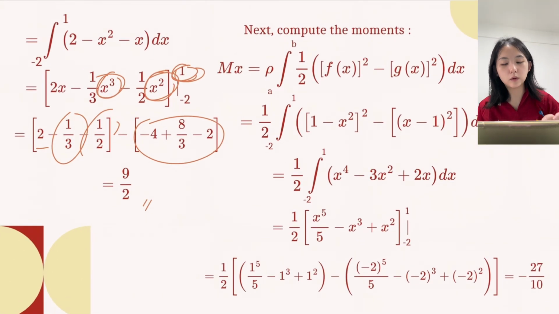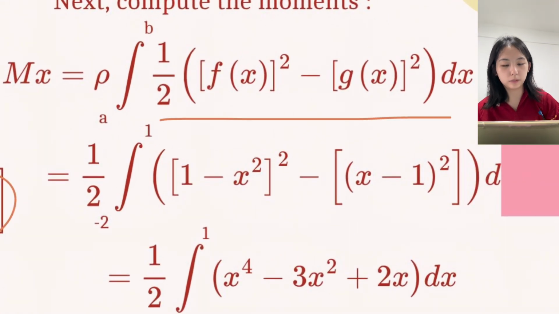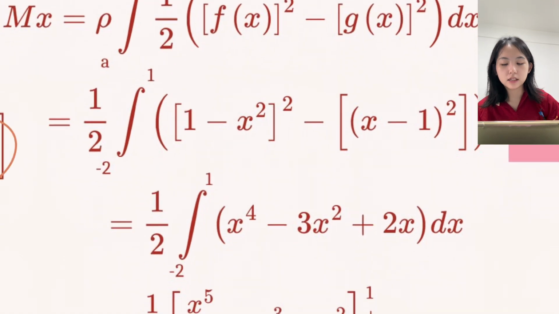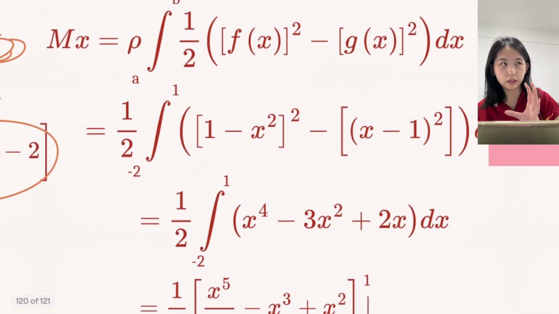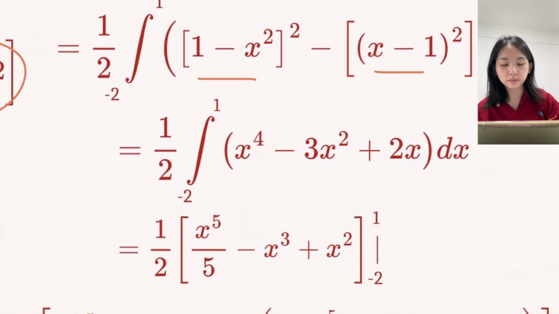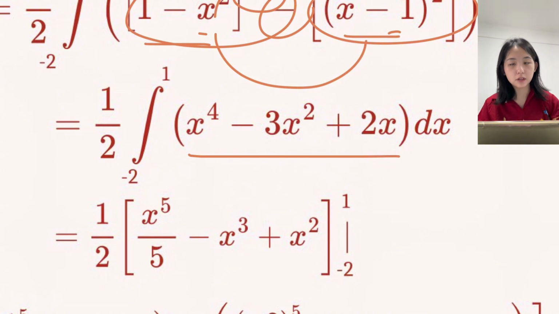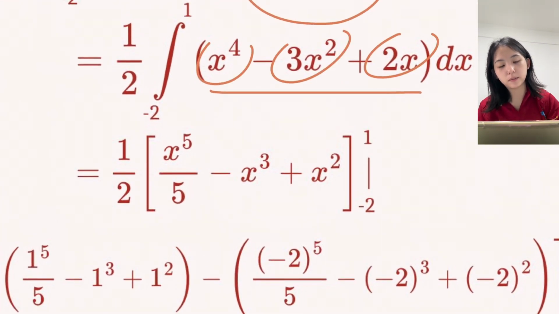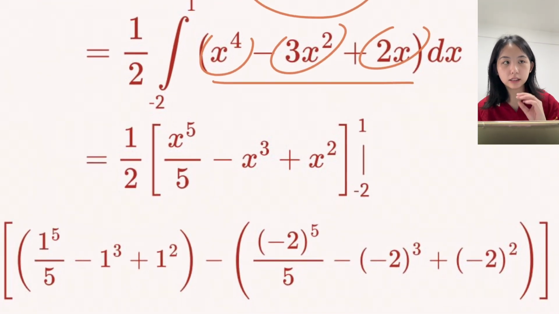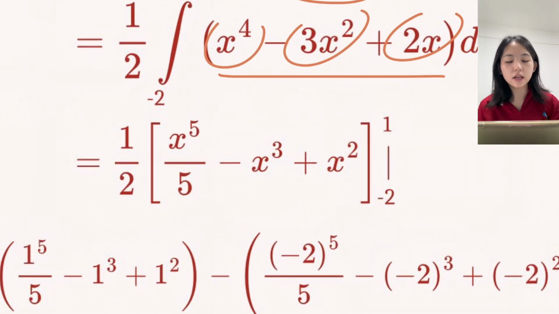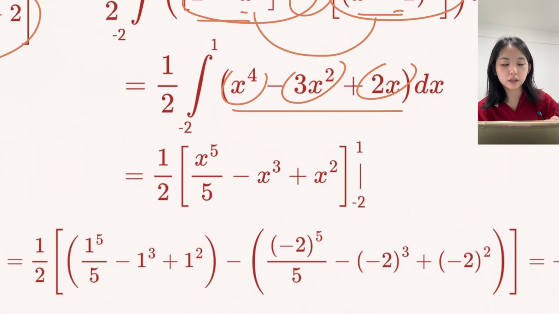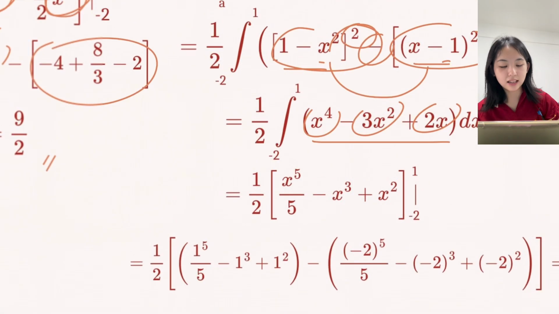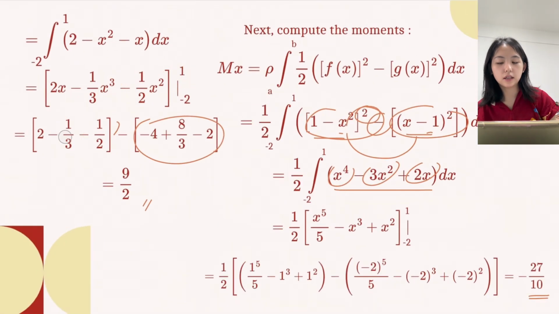After that, we can compute the moments. The moment of x is this formula, which I already showed in the previous slide. Then we input the functions: f of x is this one, g of x is this one. After that, we find x to the power of 4 minus 3x squared plus 2x, and we can integrate this one by one, or together is also okay. The integral of x to the power of 4 is x to the power of 5 over 5, minus 3x squared gives minus x to the power of 3, and 2x gives x squared. We evaluate from minus 2 to 1, and then we find the value is minus 27 over 10.